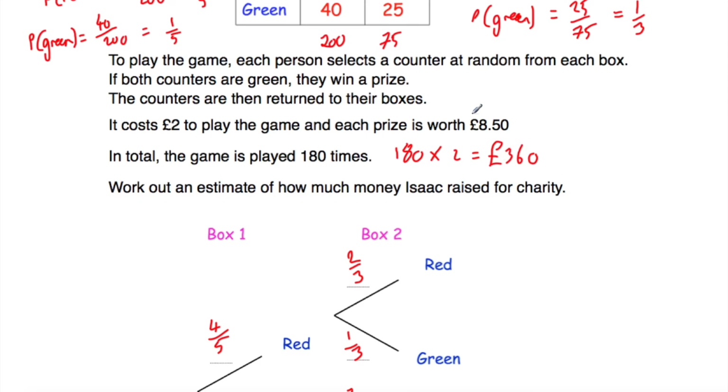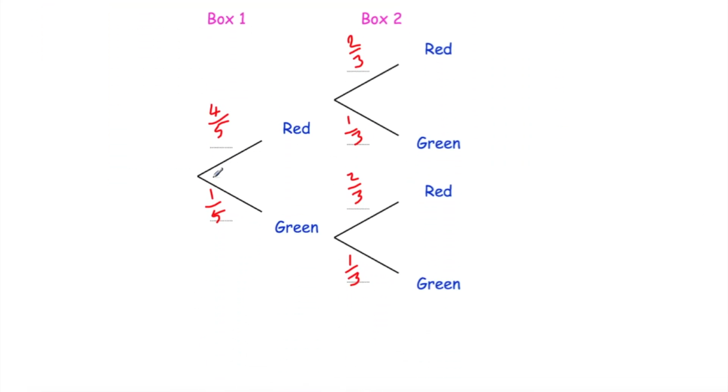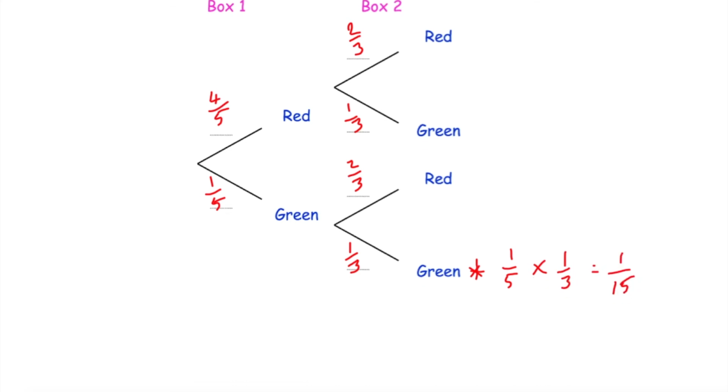Now, each time he gives out a prize, that's worth £8.50. So we need to take away the prizes from this money to see then how much money is left to give to charity. So what we want to do is find out how many prizes he should have to give out. So we really want to find out what's the probability of somebody winning. So let's find the probability of somebody winning, and remember that's the probability of a green and a green, so that's that option there. So we're going to do 1/5 multiplied by 1/3. And 1 times 1 is equal to 1, and 5 times 3 is equal to 15. So the probability of somebody winning the game is 1/15.